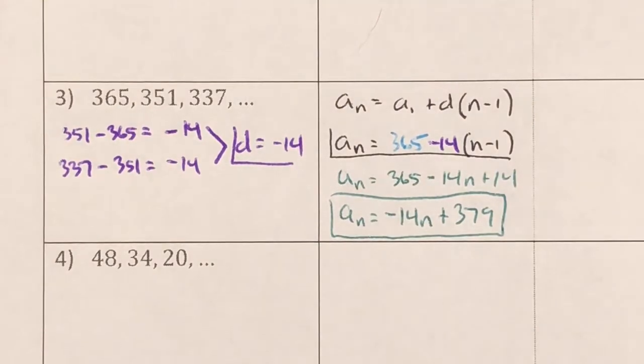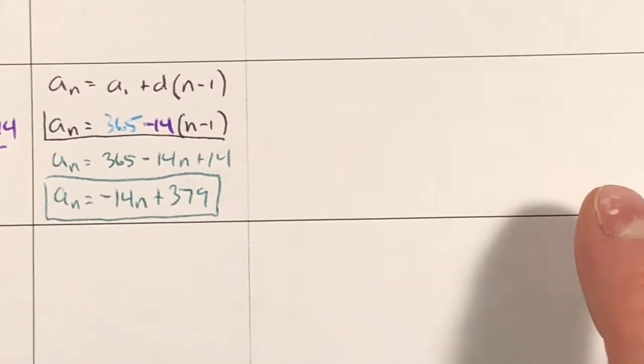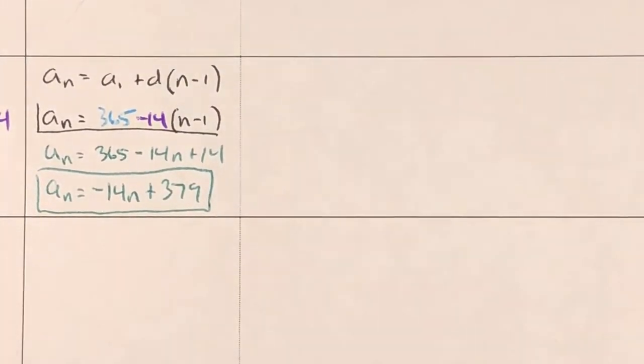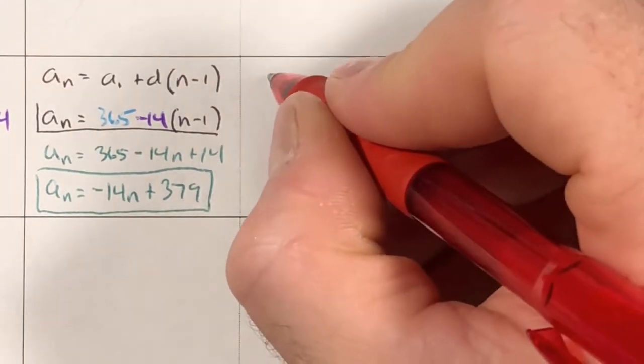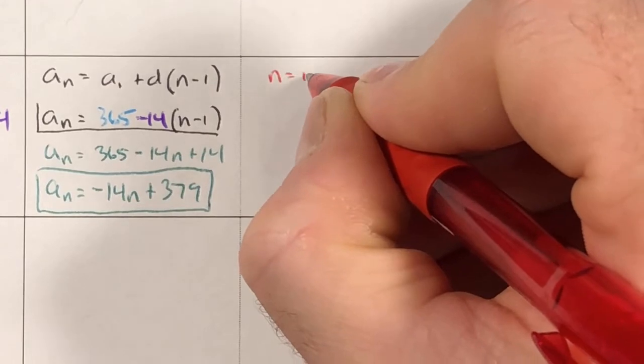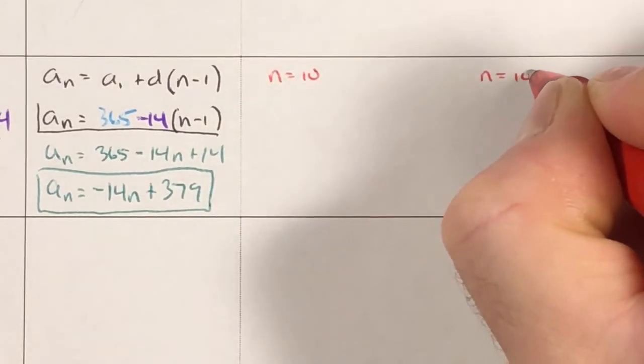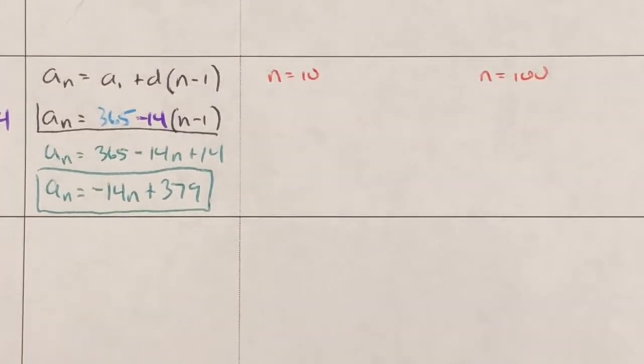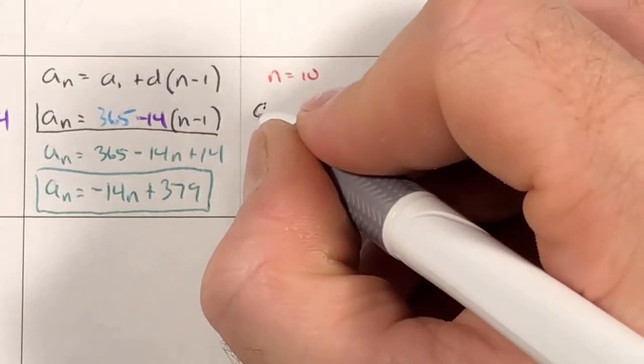Okay? So understanding that, what I want you to do is pause the video, find the 10th and the 100th term. So remember, think n equals 10 and n equals 100. Pause the video, unpause it when you're done, and see how well you did. Okay, so now that you've had a shot to try that out, let's take a look.